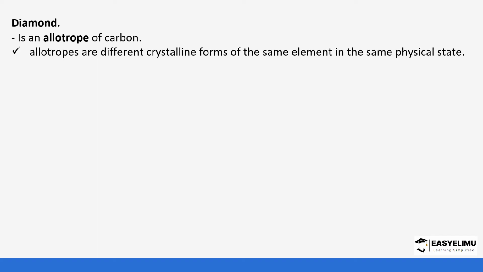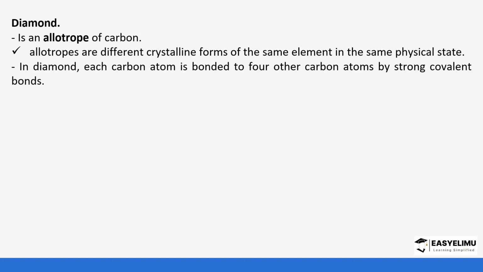One of them is diamond. Diamond is an allotrope of carbon. This is also going to be repeated in carbon and its compounds in Form 2. Allotropes are different crystalline forms of the same element in the same physical state. Diamond is an example, and we are going to see another example in a minute.